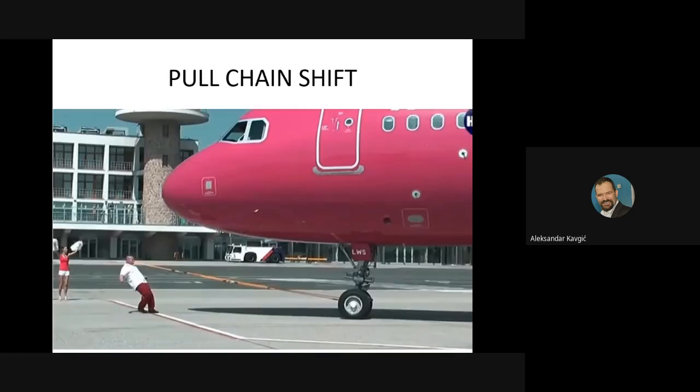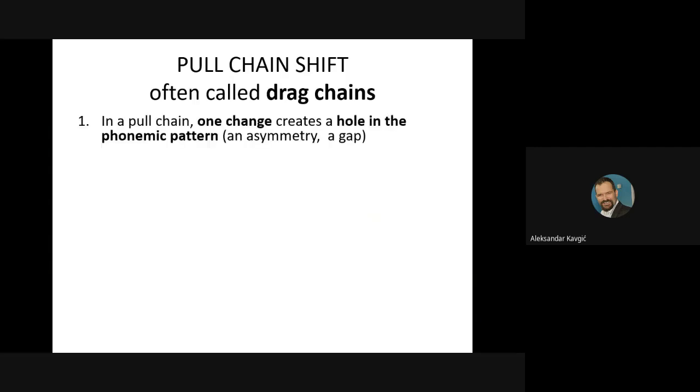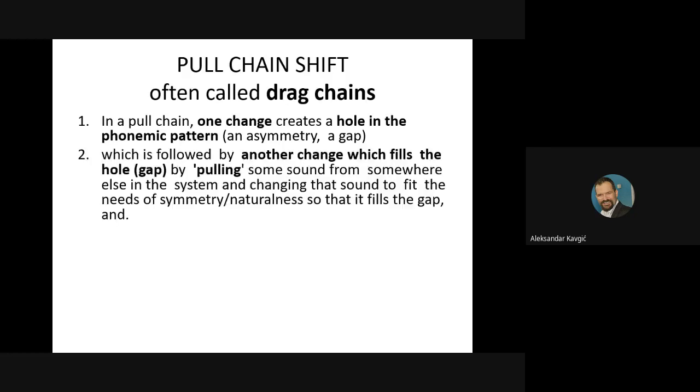So pull chain shifts, of course, when you pull something, they also call them drag shifts or drag chain shifts. So what this means is that there's one change, and this change creates a hole in a phonemic pattern. For example, you lose a phoneme, and now there's an empty space in your phonological system. You have to fill it. And that's the pull chain. So one change creates an empty space that needs to be filled. So think of the pull chain as a hole that needs to be filled with something. So there's a gap.